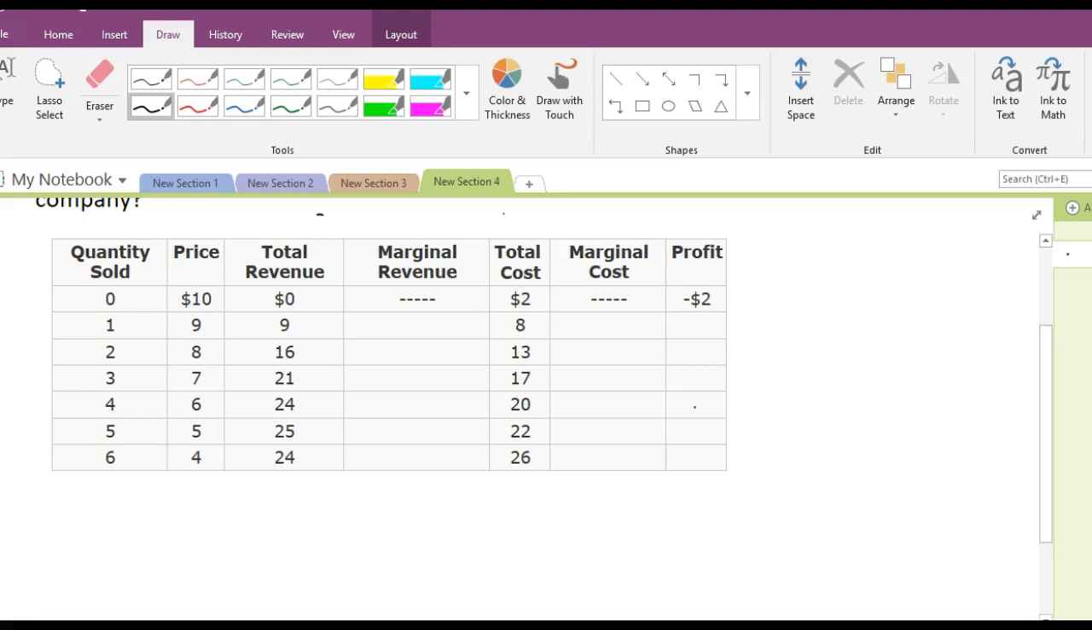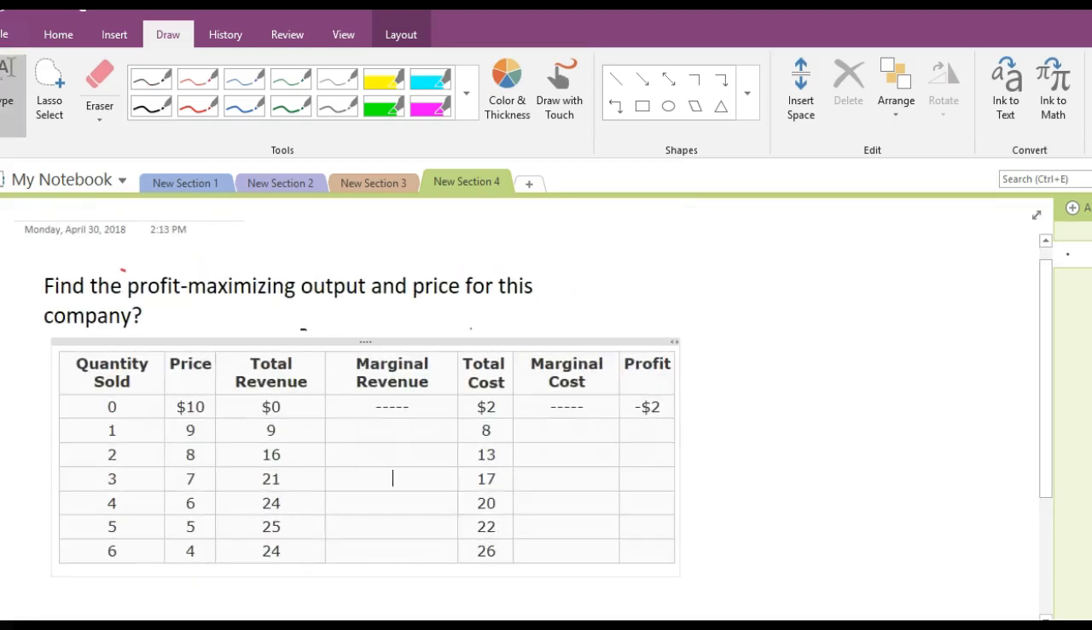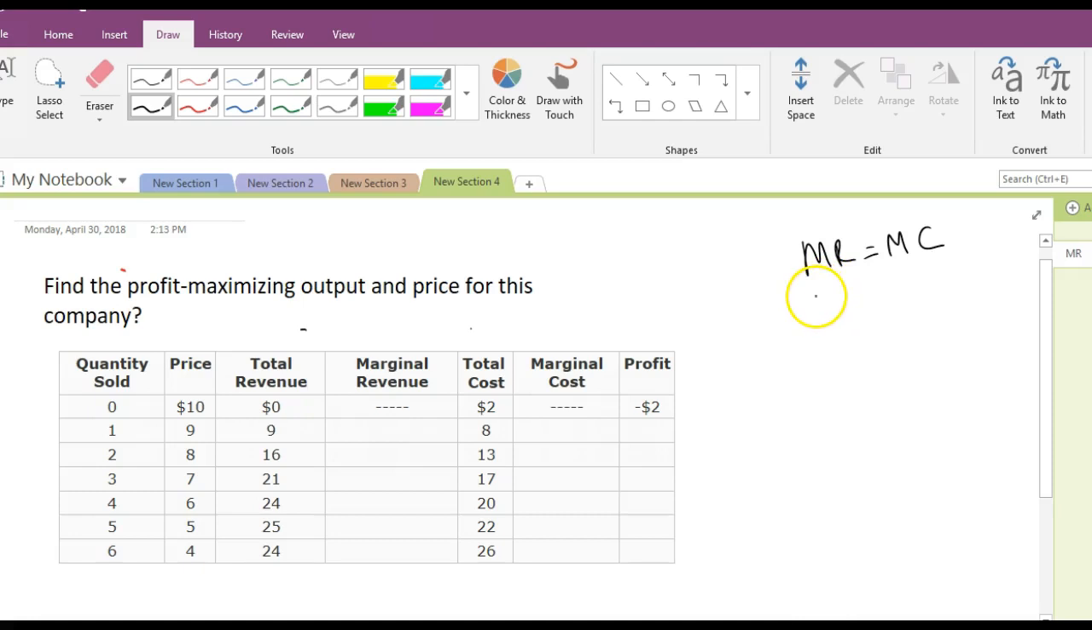A formal way to get the answer to this question is to measure marginal revenue and marginal cost and look for the condition where marginal revenue is equal to marginal cost. That will maximize the profit for the company, because that is the rule to maximize profit.